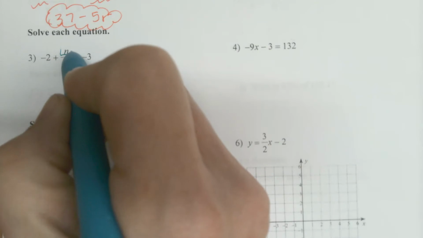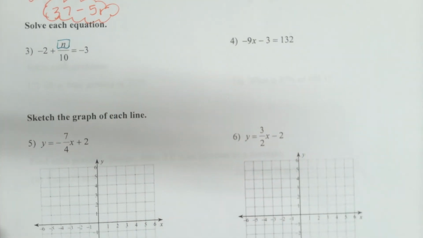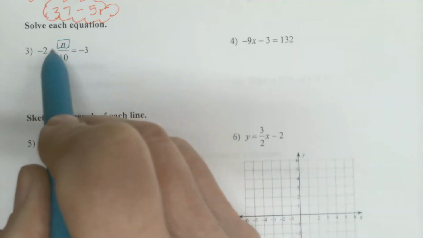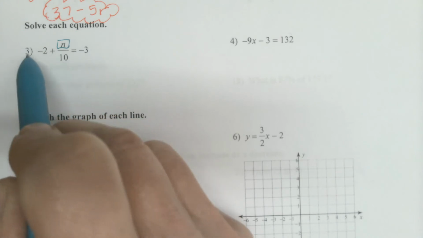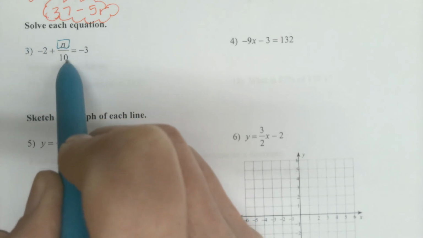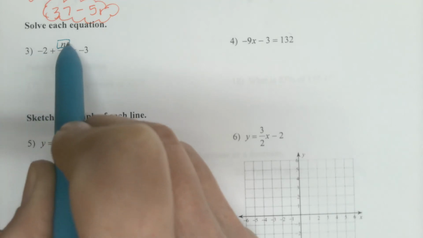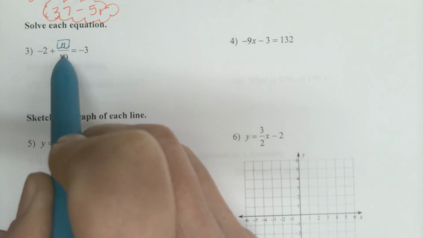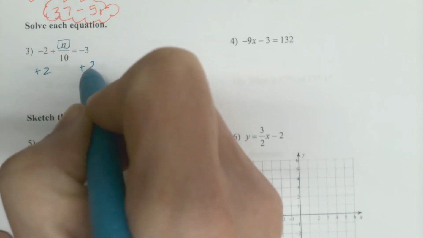So in problem number 3, remember your goal is to get the letter alone. So in this case, it's the N I want to get alone, and I have to undo everything around it. Always start with what's furthest away from the letter, but on the same side. And so I have my choice of undoing the divide by 10 or undoing this -2. Well, because the divide by 10 is right next to that N, that's going to be the last thing I do. They're kind of attached. So I'm going to add 2 on both sides.